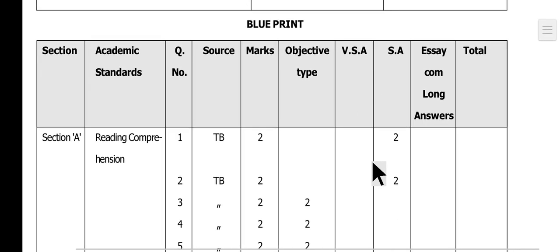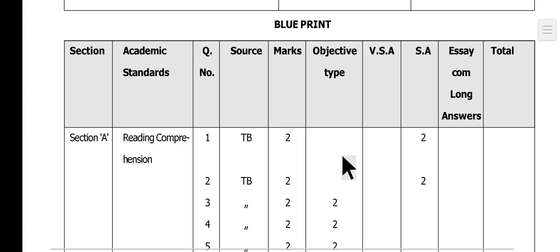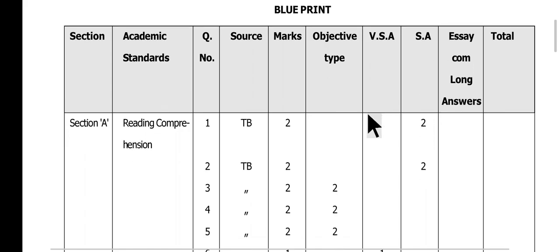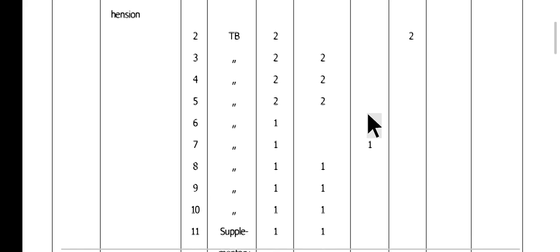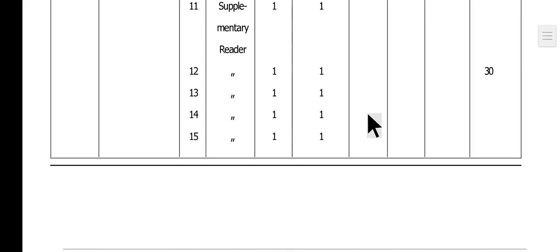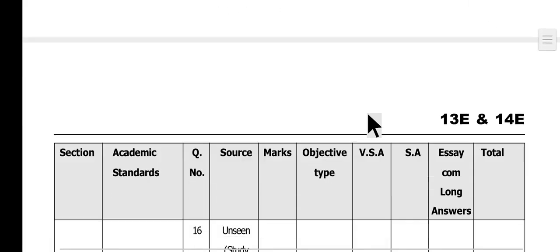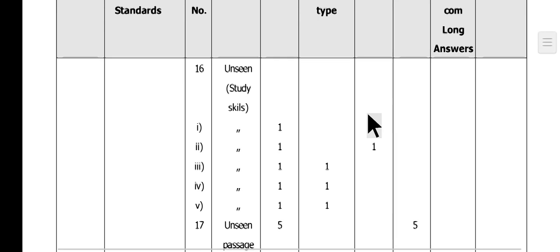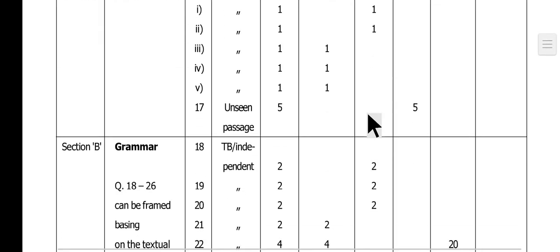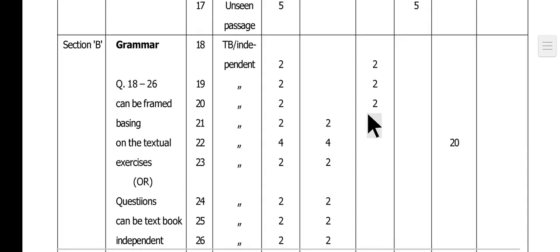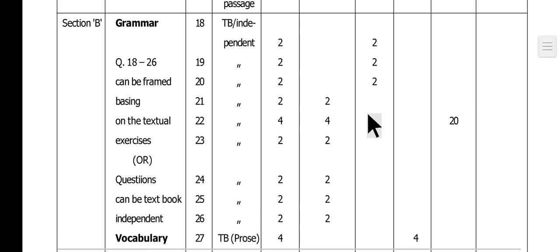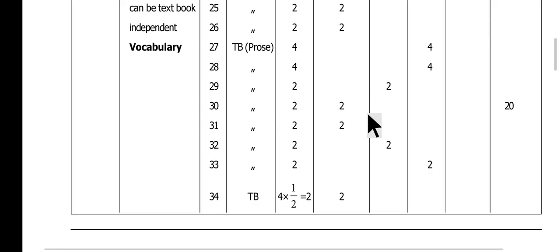The source means the type of content that is used for preparation of questions. Marks allotted, types of question, whether it is very short answer or essay, like this. So look at the table in detail and understand the blueprint of the English subject. Now look at the table clearly and you can understand the details of the question paper easily.